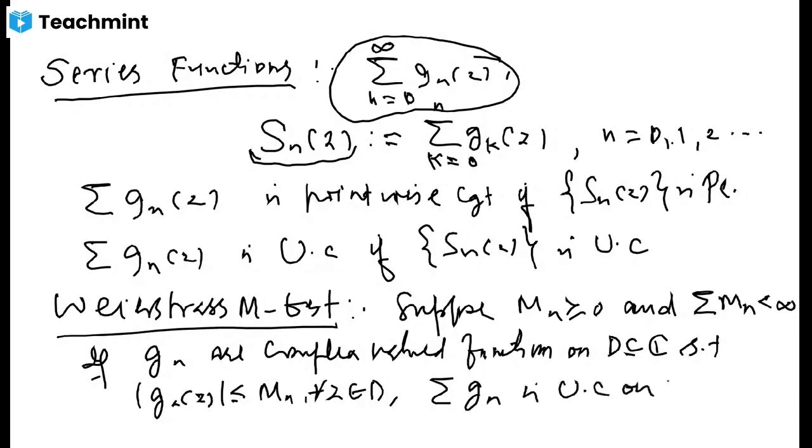This is so simple. It is a kind of comparison test, but a much stronger comparison test. You just have to check whether each term of the sequence is bounded by some number, and the series formed by those numbers must be convergent. Then the series formed by the functions is uniformly convergent. So let us check what the proof was.